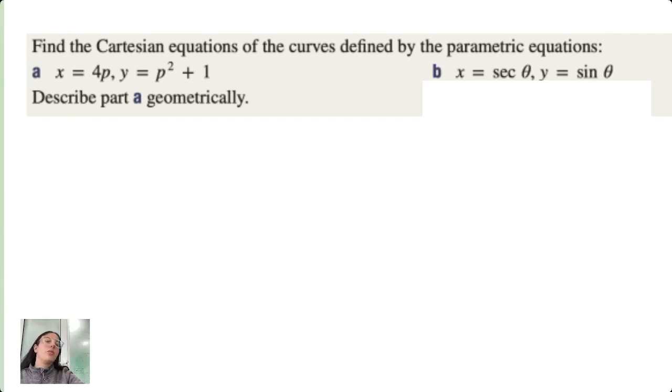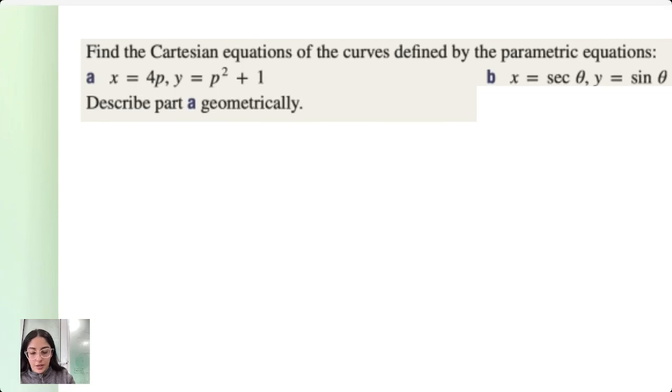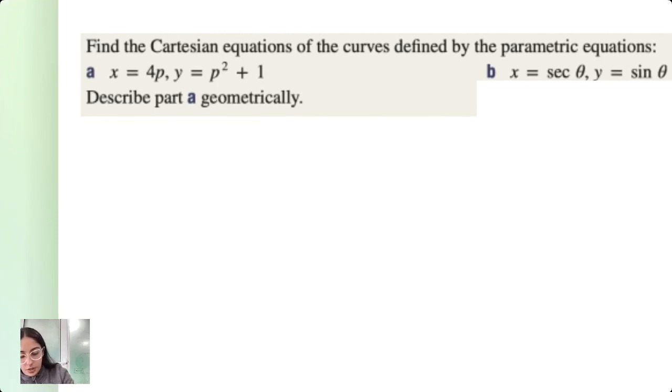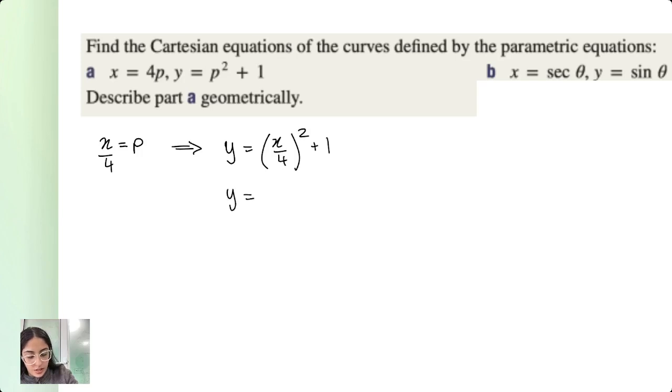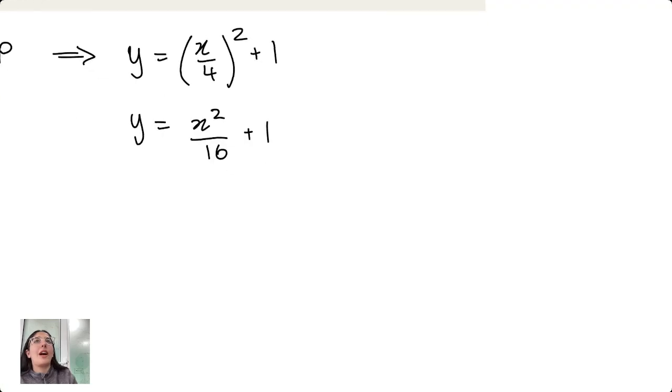To do the first one, to get rid of the P, so in this case, instead of using T as a parameter, they're just using P. So to get rid of it, we're just going to do x on 4 equals P. We're going to plug this into the y equation. So y equals x on 4 squared plus 1. So y is equal to x squared on 16 plus 1. And you could graph it like this.